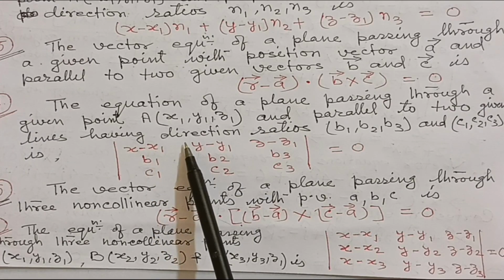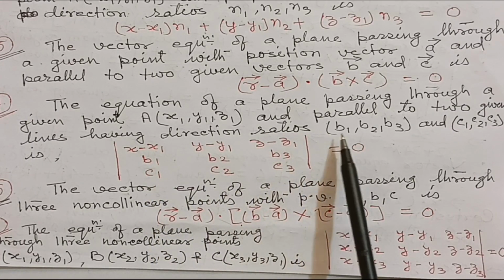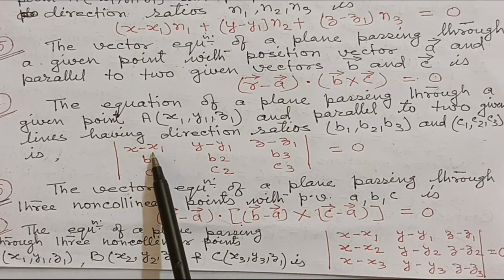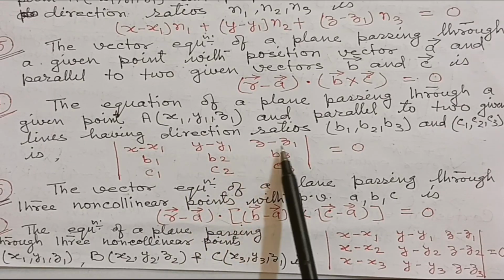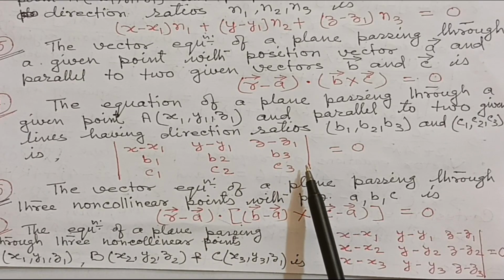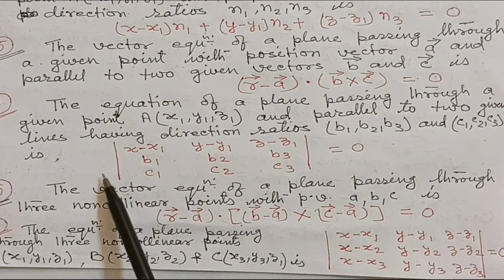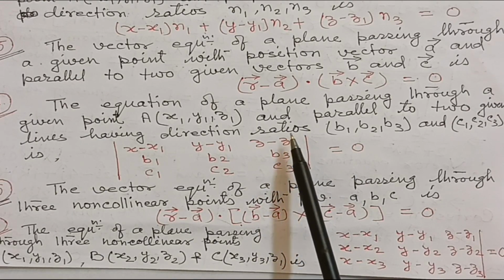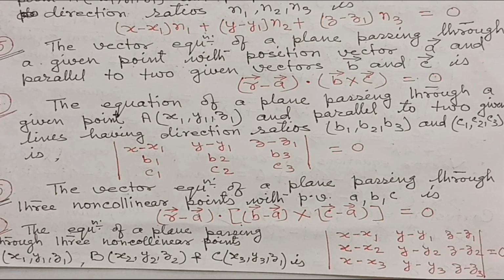The plane parallel to two given lines with direction ratios b1, b2, b3 and c1, c2, c3 is the determinant with rows (x minus x1, y minus y1, z minus z1), (b1, b2, b3), (c1, c2, c3) equal to 0. It is the Cartesian equation. Now next, very important: you will have to solve most of the problems with these equations.